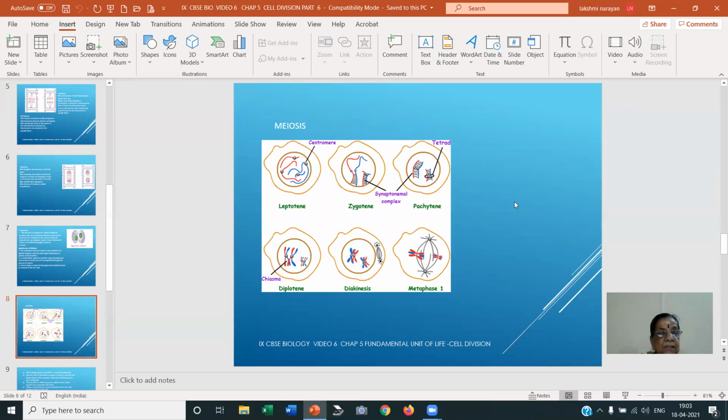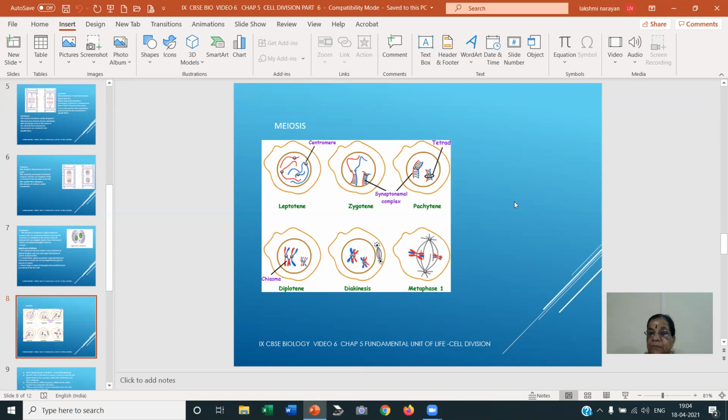The next one is meiosis. Meiosis is the reduction division. Meiosis is the reduction division taking place in the reproductive cells. As I said the other day in previous videos, meiosis will occur only at the time of gamete formation. We say in females, age attainment, otherwise puberty. That is the reproductive phase.